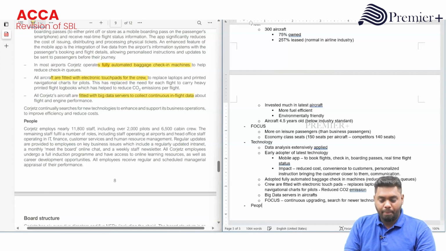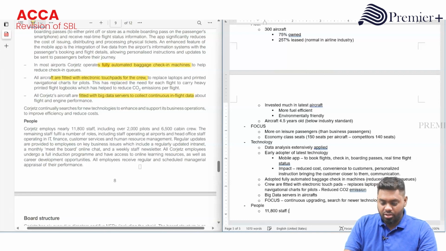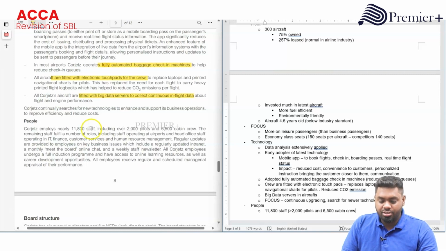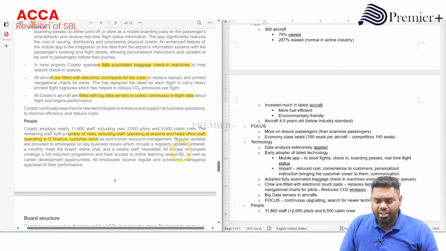Next is on people. Cojet employs nearly 11,800 staff, including over 2,000 pilots and 6,500 cabin crew. The remaining staff fulfill a number of roles, including staff operating at airports and head office staff operating in IT, finance, customer services, and HRM.